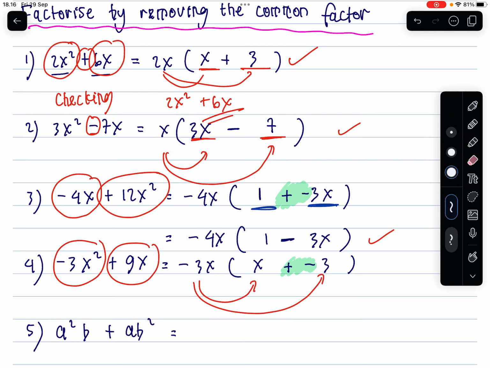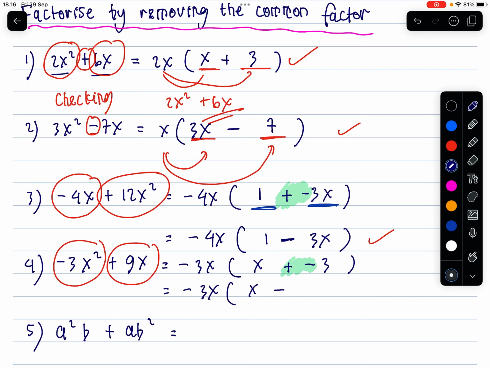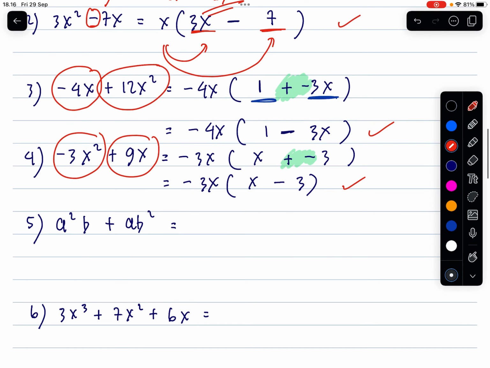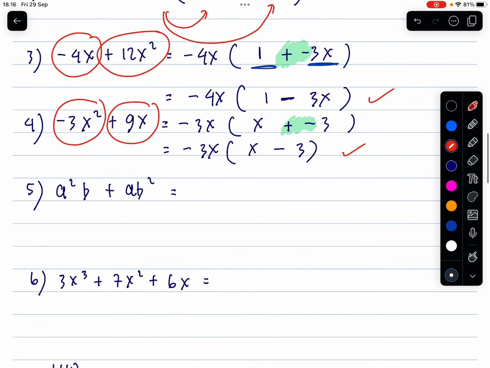So my final answer, let me just erase the arrows, is going to be negative 3x and then in bracket x minus 3. There you go, so that's the answer. We're going to go to number 5 now. Let's go up to number 5. We have 2 more questions, 2 more practices to go. Let's have a look at number 5.